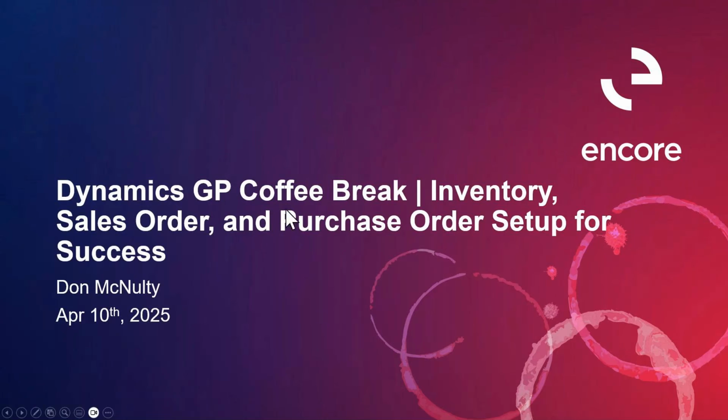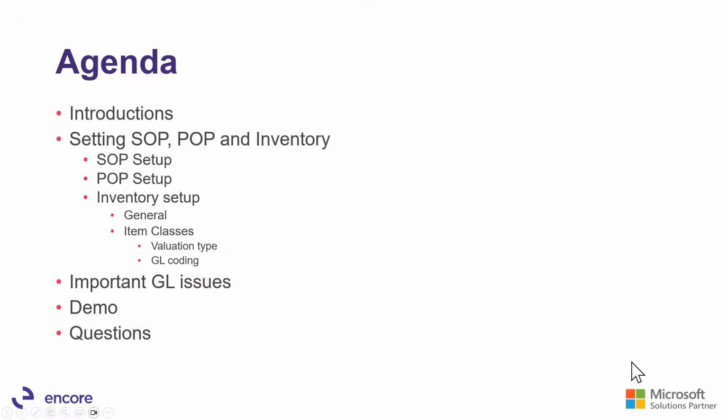Thanks, Katie. So today, what we're going to go over is the setup of inventory and sales orders and things like that. Setting up SOP, POP, and inventory in order for it to balance through to the general ledger, and making sure that your journal entries are working correctly, is kind of what we're going to go over today.